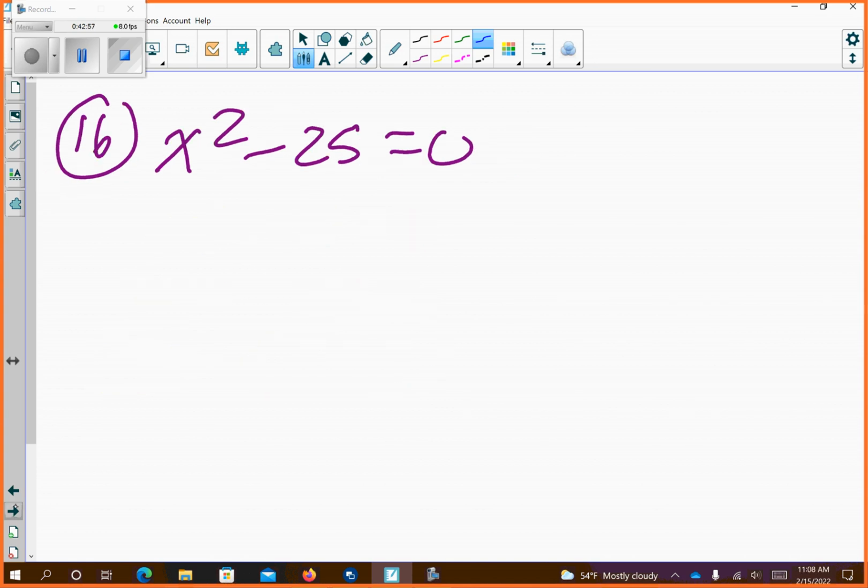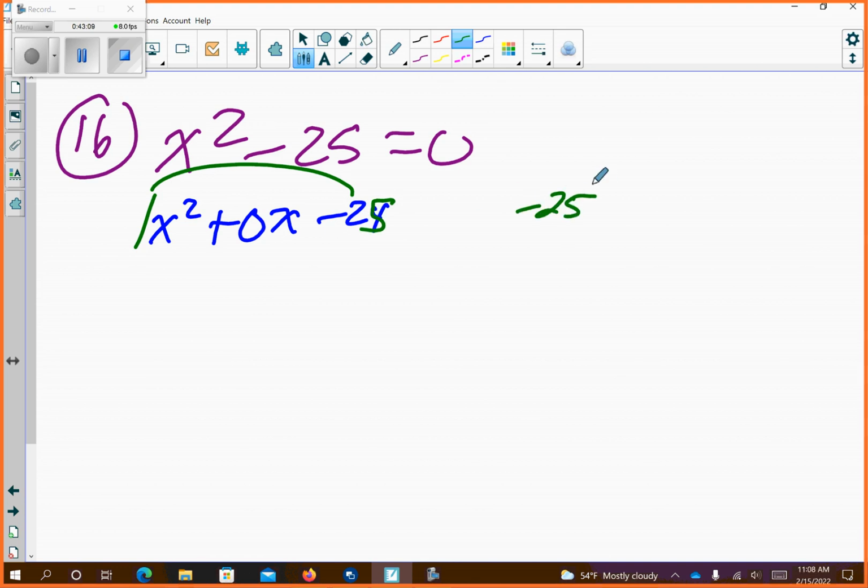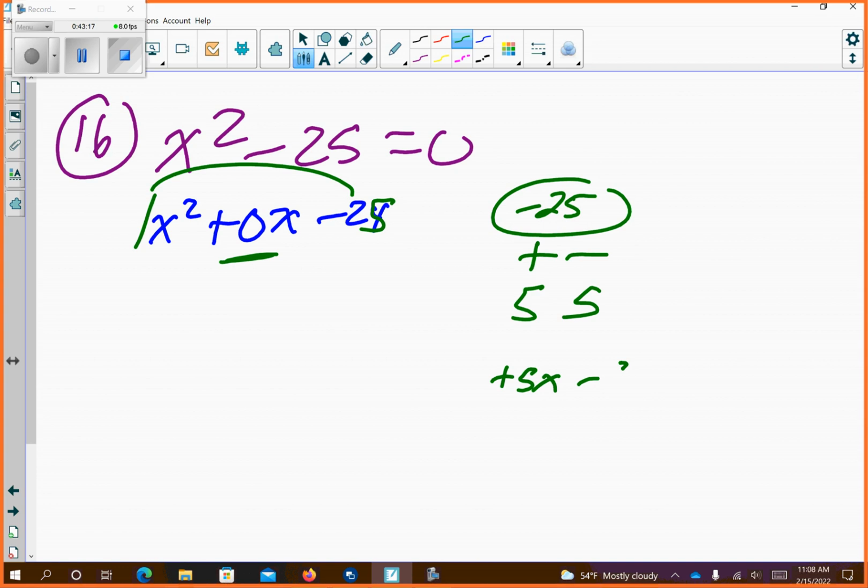Number 16. This is one we're going to squeeze that 0x in because we don't have an x term. So let's go ahead and factor it. Put a 1 out there. Oop, that should be a 25, sorry. So that gives me a negative 25. Alternating signs. Remember, I want to get to 0, so they have to be the same number. So I'm just going to use 5 and 5. So plus 5x minus 5x.